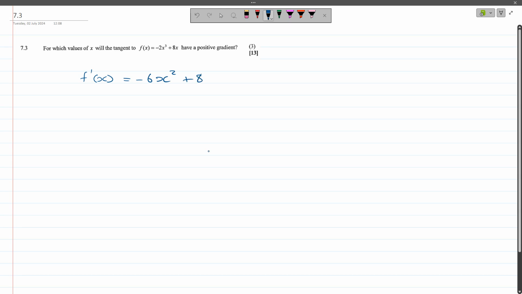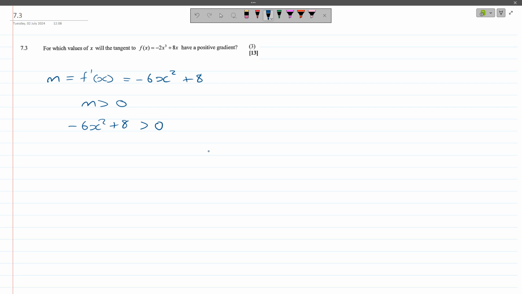So for it to have a positive gradient, we need this. Remember, the first derivative represents the gradient of the original function. Therefore, in order for the gradient to be positive, we need it to be greater than 0. Therefore, it's just minus 6x squared plus 8 is greater than 0. For which x values will this be true?